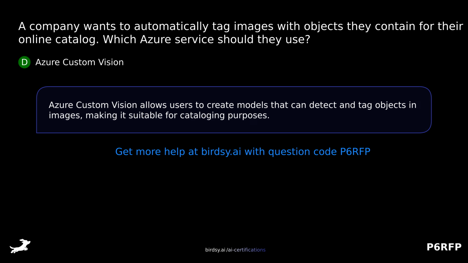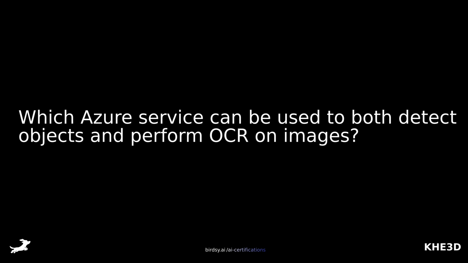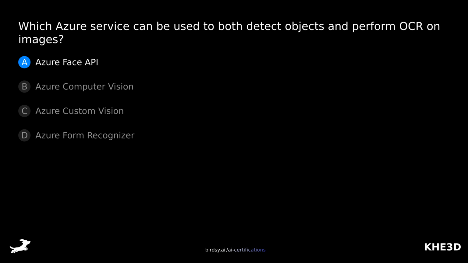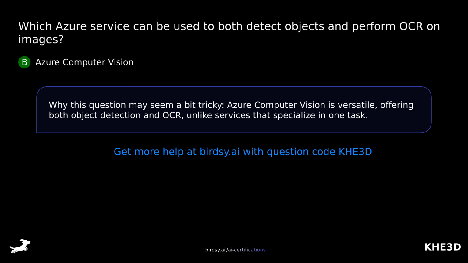cataloging purposes. Which Azure service can be used to both detect objects and perform OCR on images? Is it A, Azure Face API, B, Azure Computer Vision, C, Azure Custom Vision, or D, Azure Form Recognizer? The answer is B, Azure Computer Vision. Why this question may seem a bit tricky, Azure Computer Vision is versatile, offering both object detection and OCR, unlike services that specialize in one task.